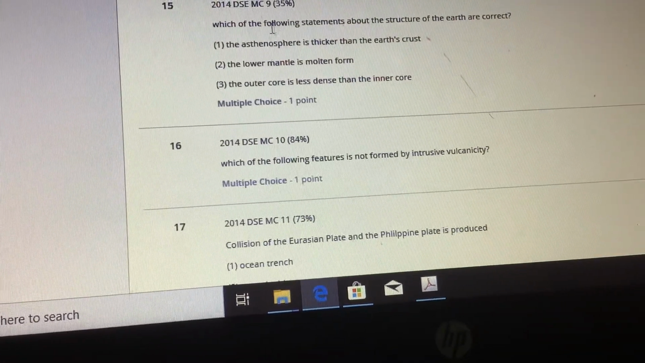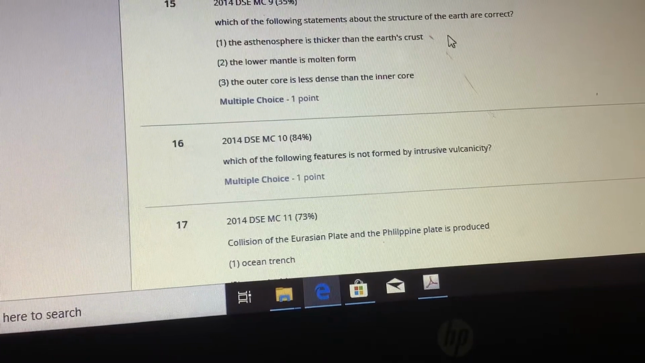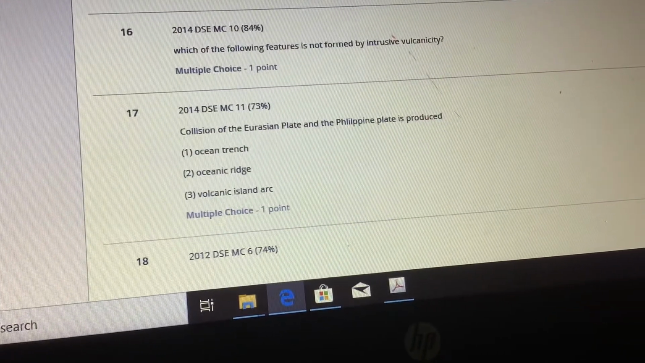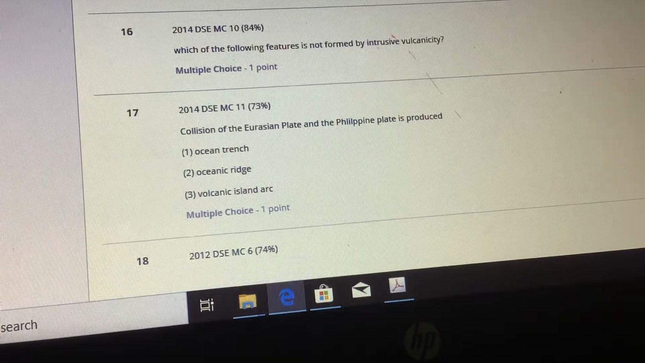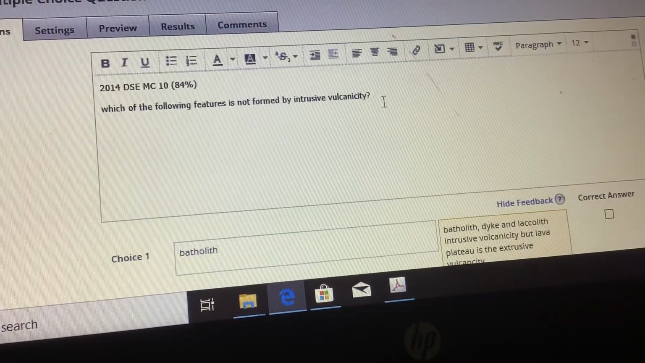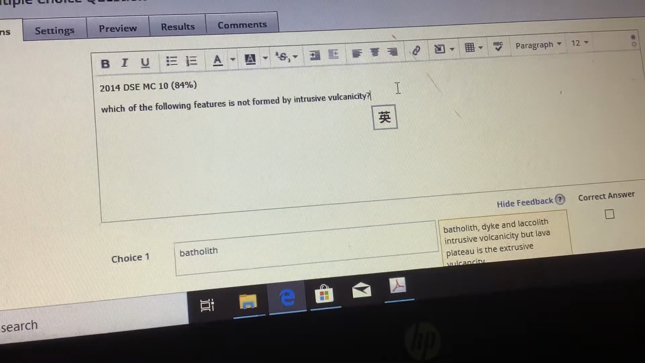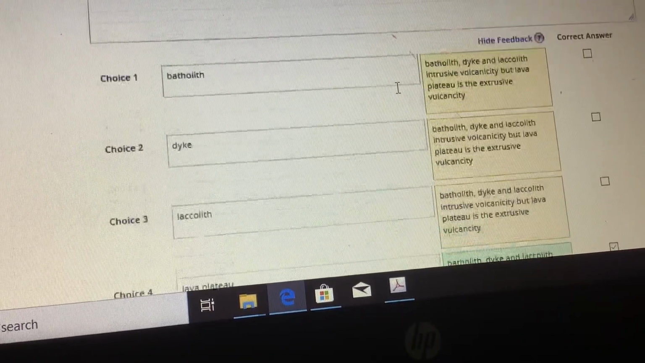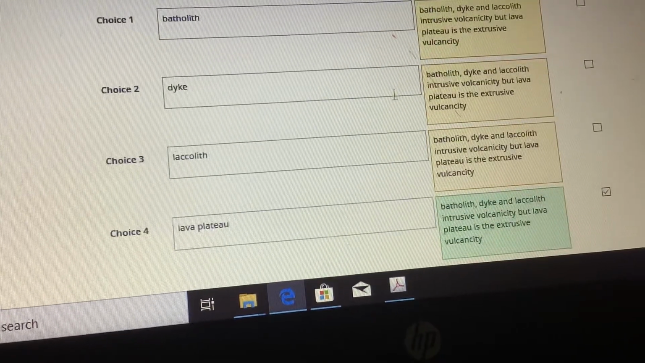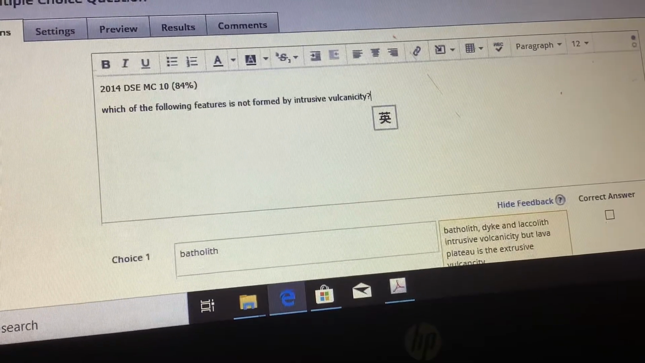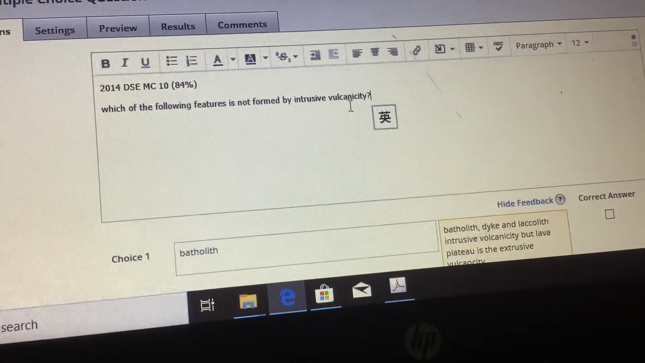And then number 15. Which of the following features is not found by the intrusive volcanicity? For the intrusive volcanicity, we just have 4 types: laccolith, batholith, sill, and dike. Okay, so let's check it out. Laccolith, batholith, sill, and dike. So lava plateau is wrong. We should pick the wrong answer.